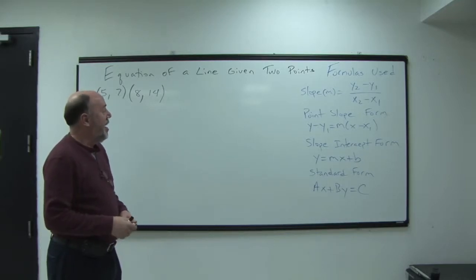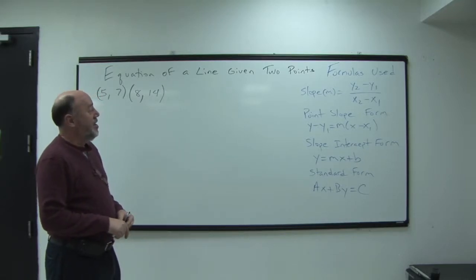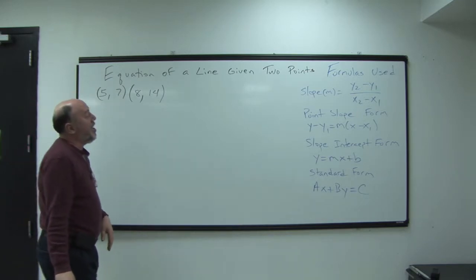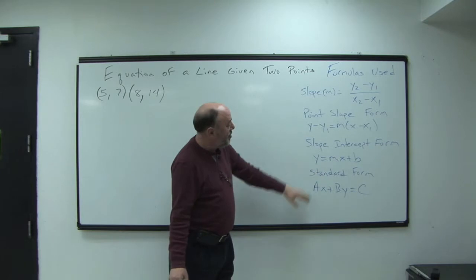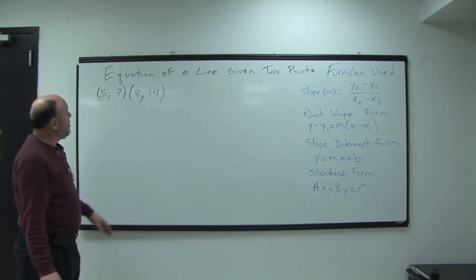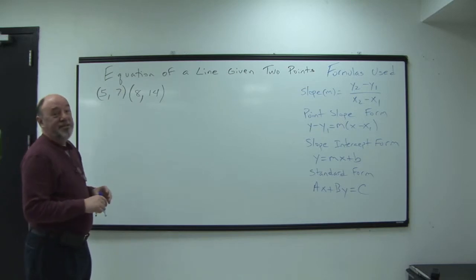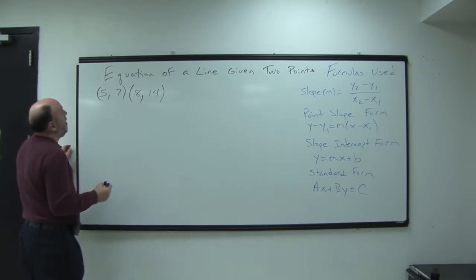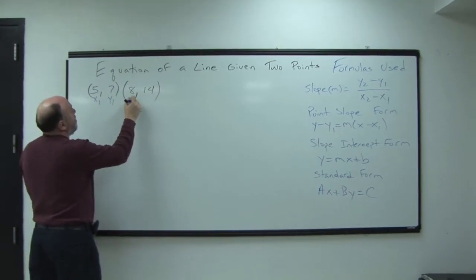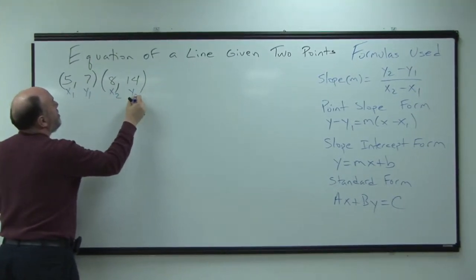So this video segment will be on finding the equation of a line given 2 points. And so we have the 2 points we're going to be using, and then over here we have the various equations we're going to use in order to solve this. So the first thing you need to be able to do is to determine the slope for this line. And so we'll call this the point x1, y1, and we'll call this x2, y2.